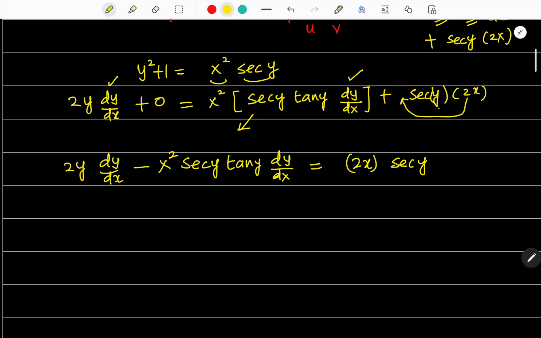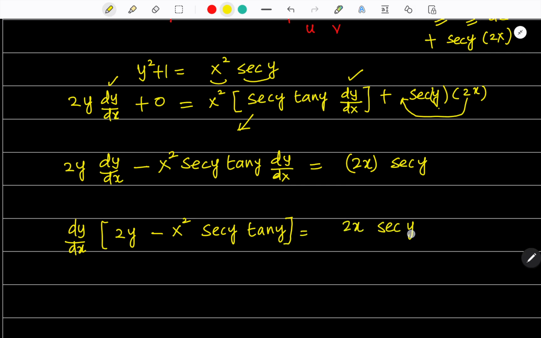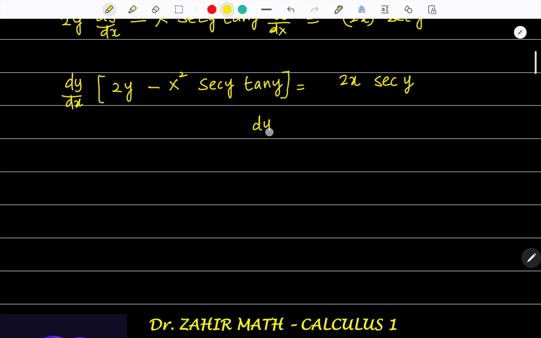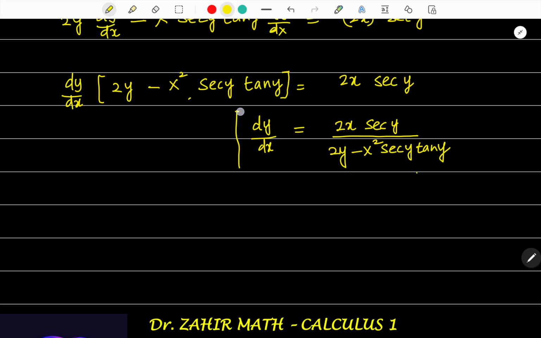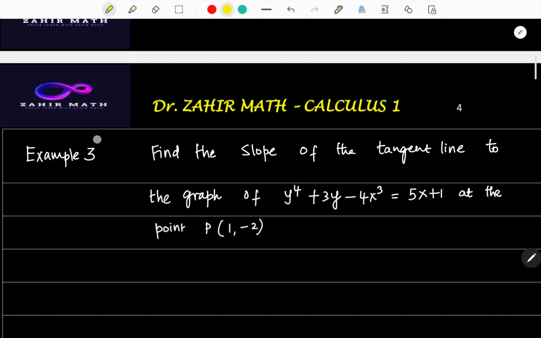So what is my dy by dx? I'm going to take dy by dx as common, which is 2y minus x square secant y tan y. Close the bracket, is equal to 2x secant y. So now we are going to find out dy by dx. So dy by dx is equal to 2x secant y divided by 2y minus x square secant y tan y. This is coming down because I'm dividing. So this is the answer, dy by dx. Clear all of you? Very simple. The basic idea should be clear.